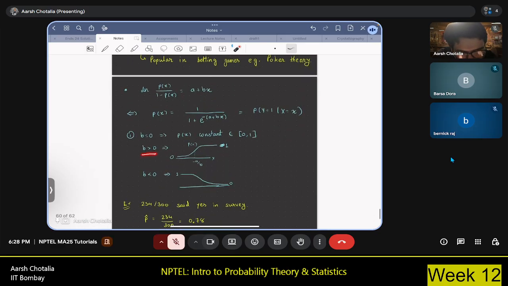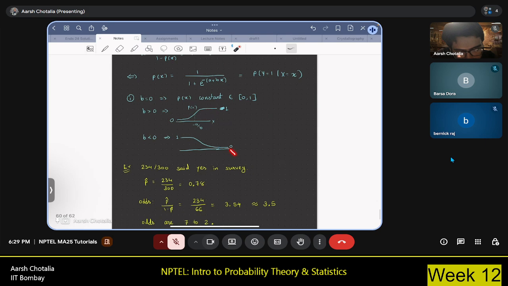Another thing is when b is greater than 0, then p of x would look something like this. So starting at 0 at minus infinity, then the slope would increase and the maximum slope would be at minus a by b. All right, where this becomes 0. So the probability becomes half. And yeah, then it will become 1 eventually. And for b less than 0, we have the opposite, which means as x increases, the probability decreases.